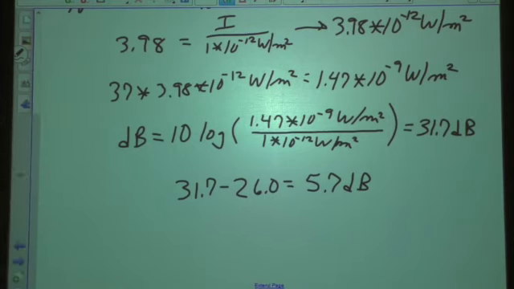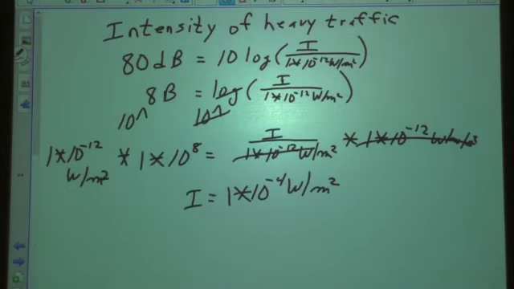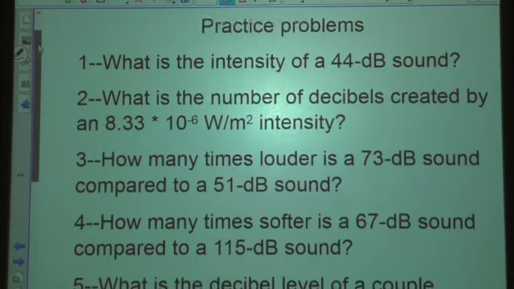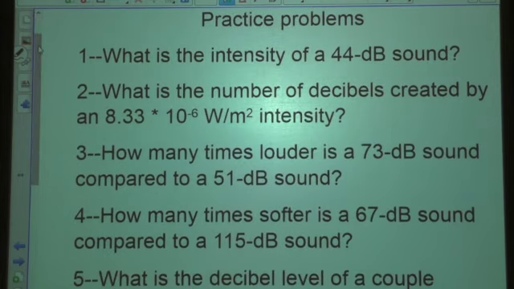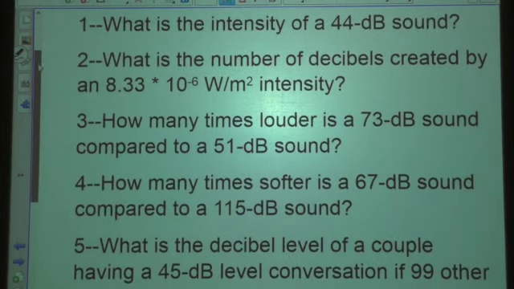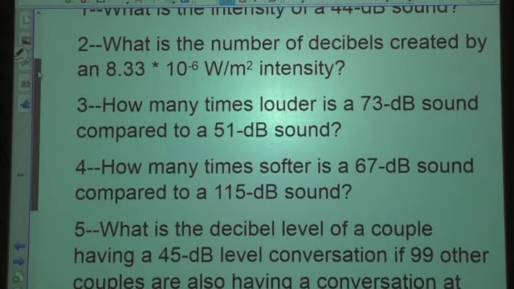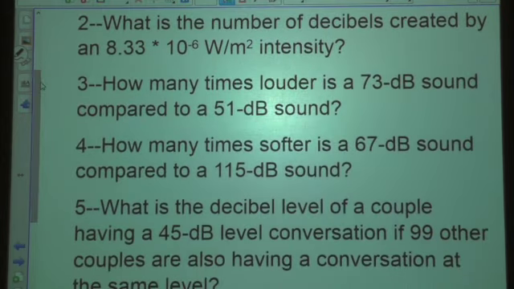So, for your homework or practice problems, we have 5 practice problems. This is at the end of the script that you're going to be given here. There are 5 problems pretty similar to what we were discussing. Have fun.